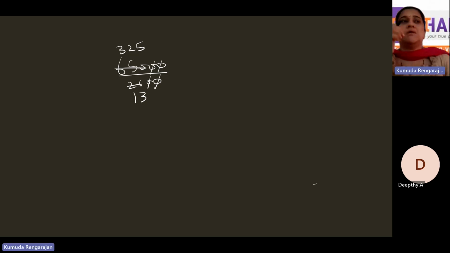After this, because 13 is a prime number, it's not divisible by 2, not divisible by 3, not divisible by 5. So 13 is not divisible by any of these numbers, right? But you can't say that it's in the simplest form. So the last chance is to see if 325 is divisible by 13 itself. If it was 12, you would simplify by 2. Since it's 13 and you cannot simplify using the 2 tables, 3 tables, 5 tables, 7 tables, you take the last chance.